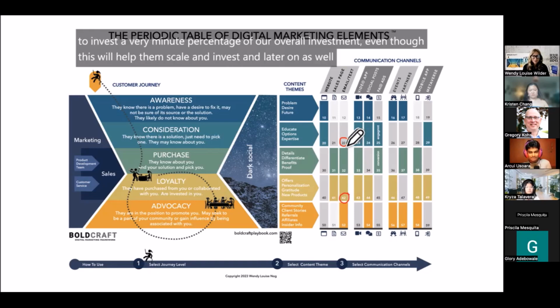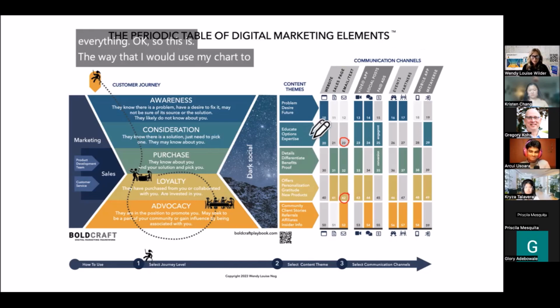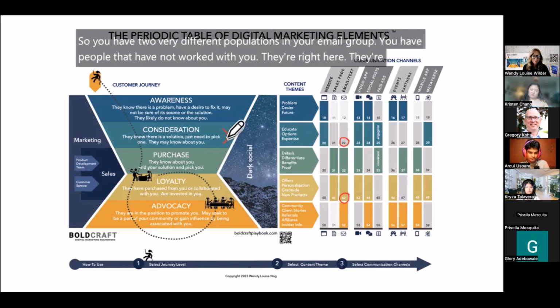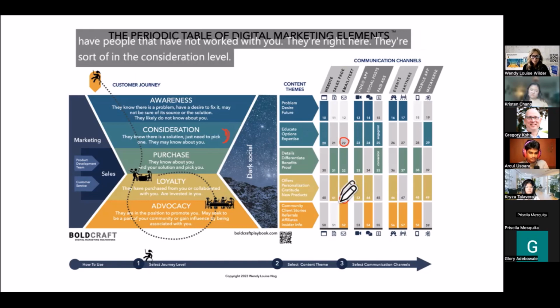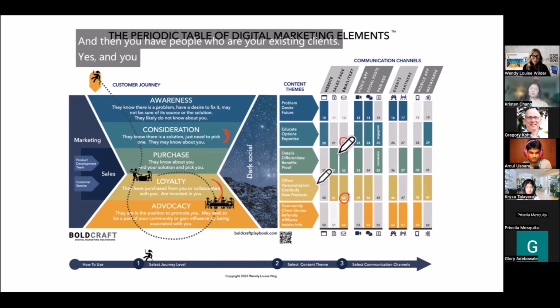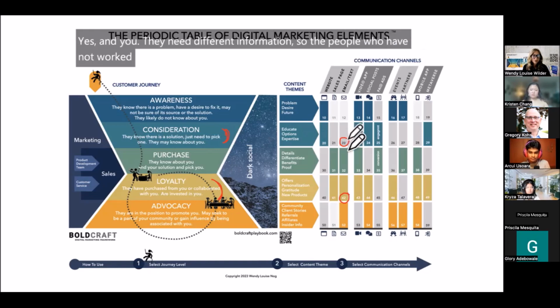Okay, so this is the way that I would use my chart to come up with some answers for you. So you have two very different populations in your email group. You have people that have not worked with you, they're sort of in the consideration level. And then you have people who are your existing clients. And they need different information. So the people who have not worked with you, they just know of you.